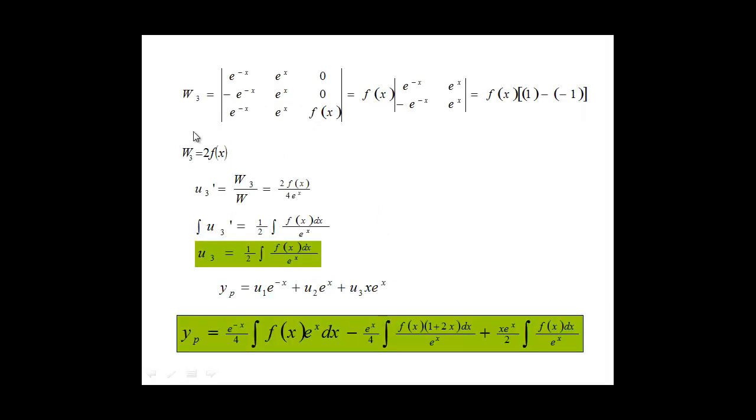And finally, we find w sub 3. Replacing again the value of y sub 3 by 0, 0, and f of x, and by 3 by 3 matrix, and simplifying it, we obtain w sub 3, which is equal to 2 f of x. Substituting w sub 3 and w, we get u sub 3 prime equal to 2 f of x over 4 e to x. Then integrating both sides, we obtain u sub 3 equal to 1/2 times the integral of f of x over e to x dx.